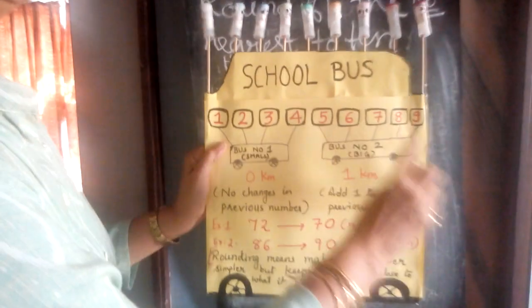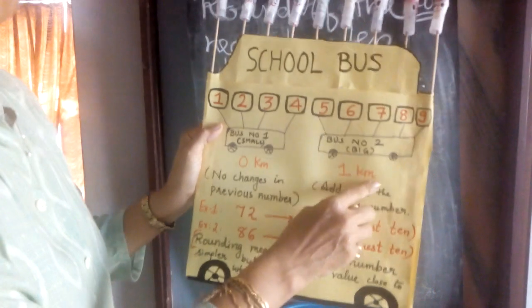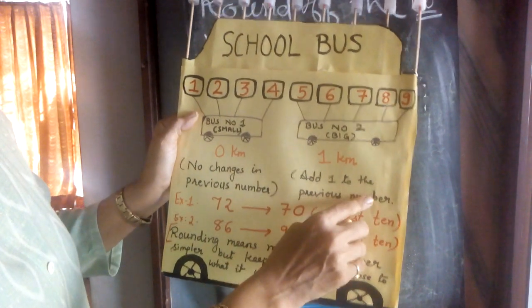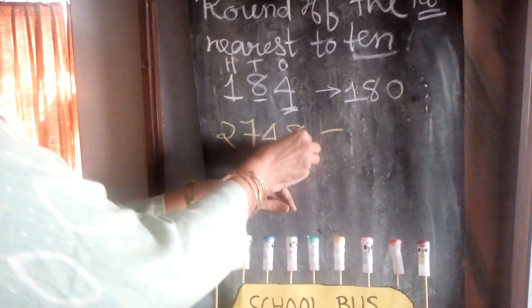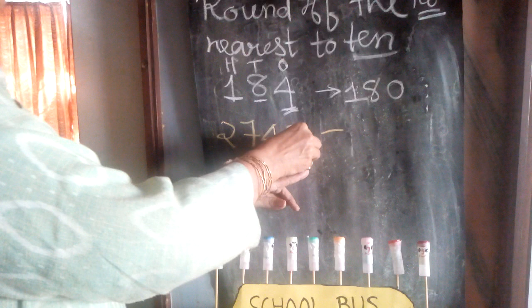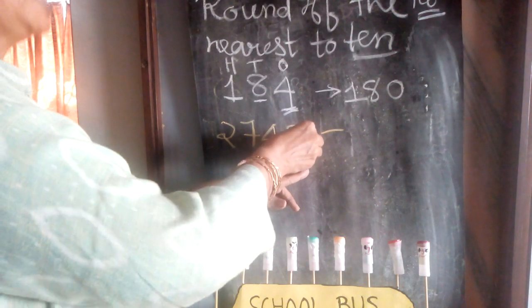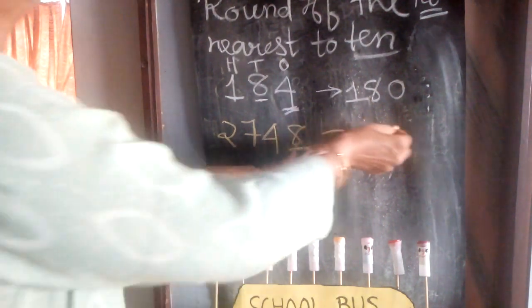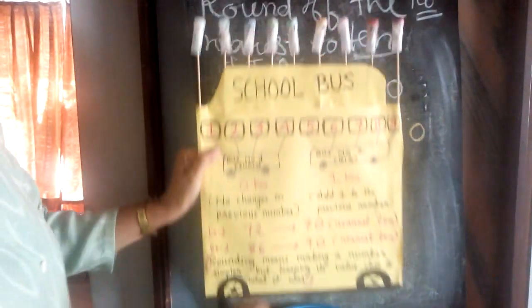Now 8th standard is in which bus? Big bus. 1 kilometer they have traveled, and add 1 to the previous number. Now look here, children, when the number here is 5, 6, 7, 8, 9, then what you have to do, children, is this place will be 0 and add, as I have mentioned here, add 1 to the previous number.